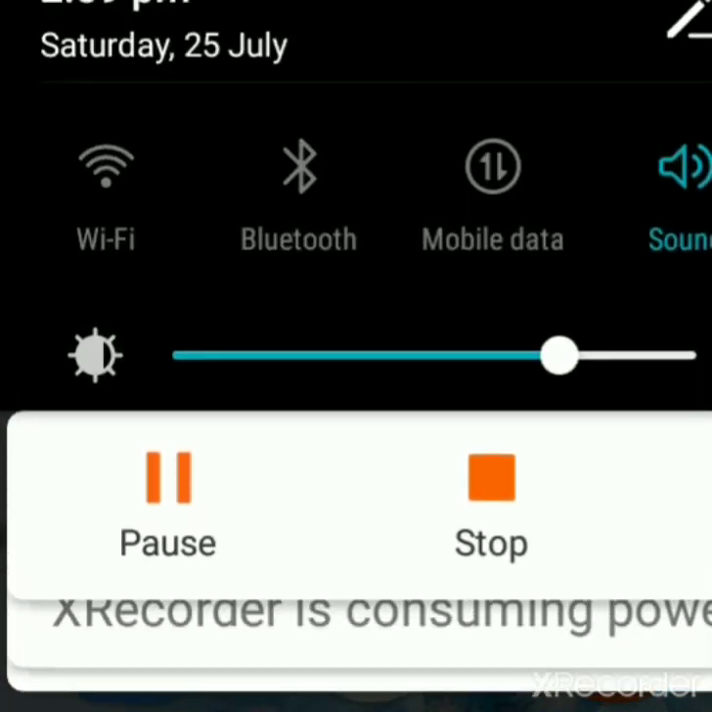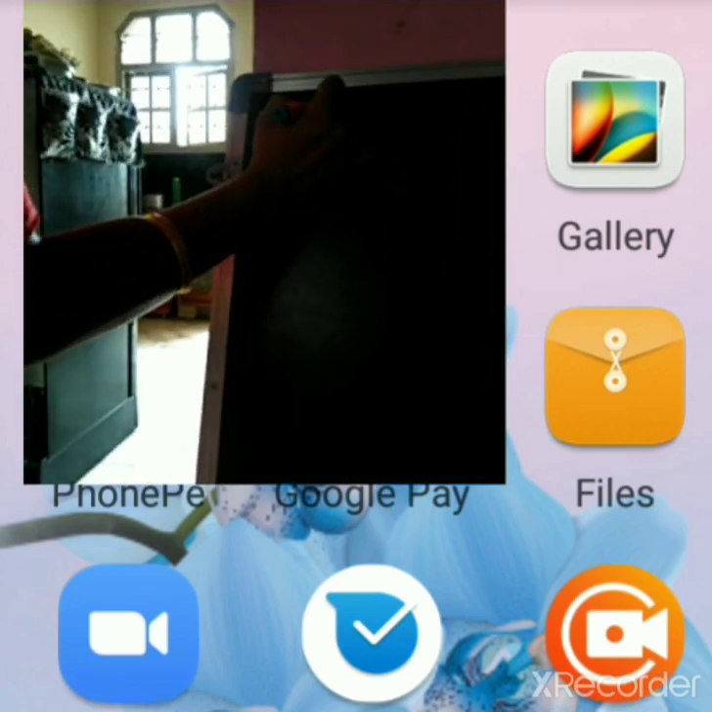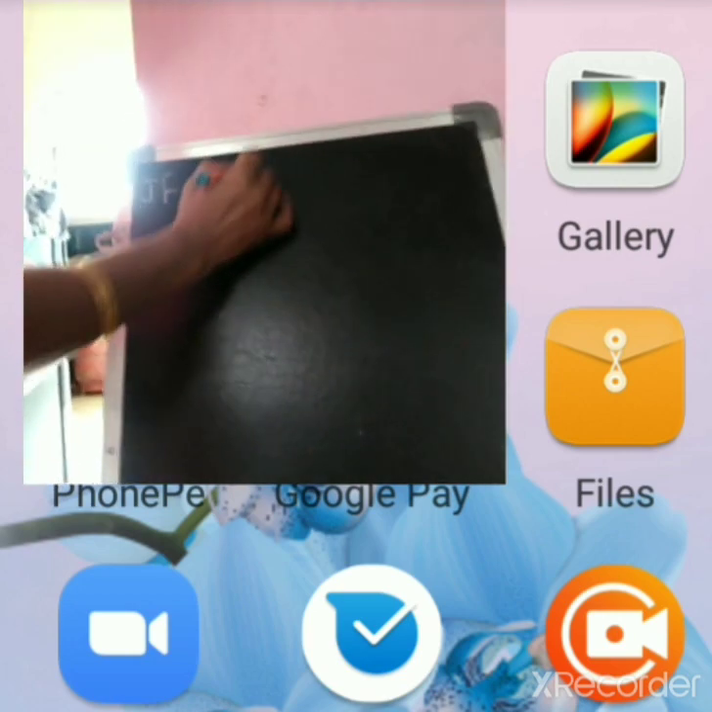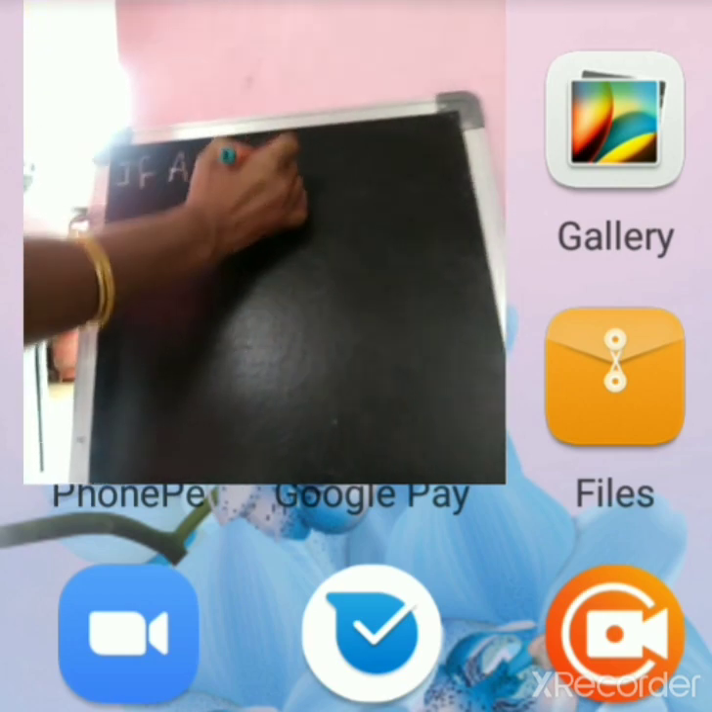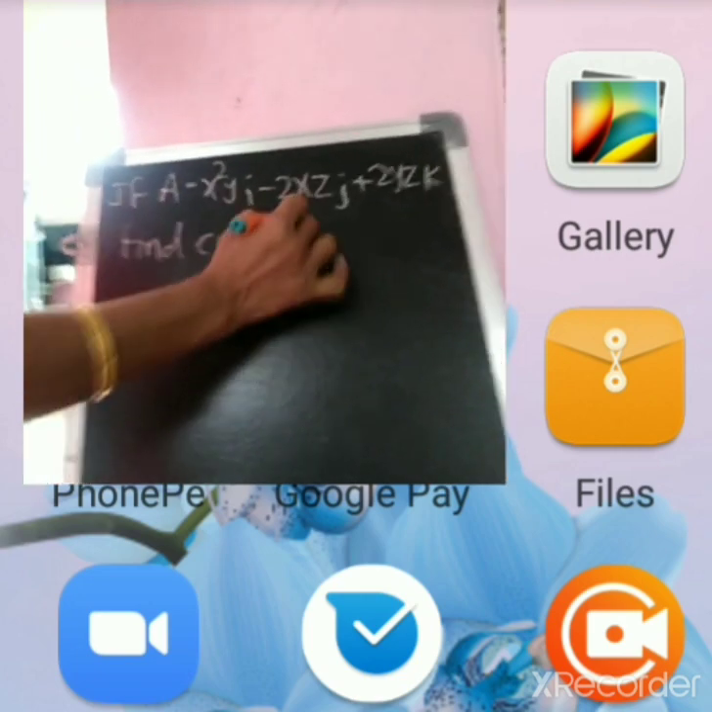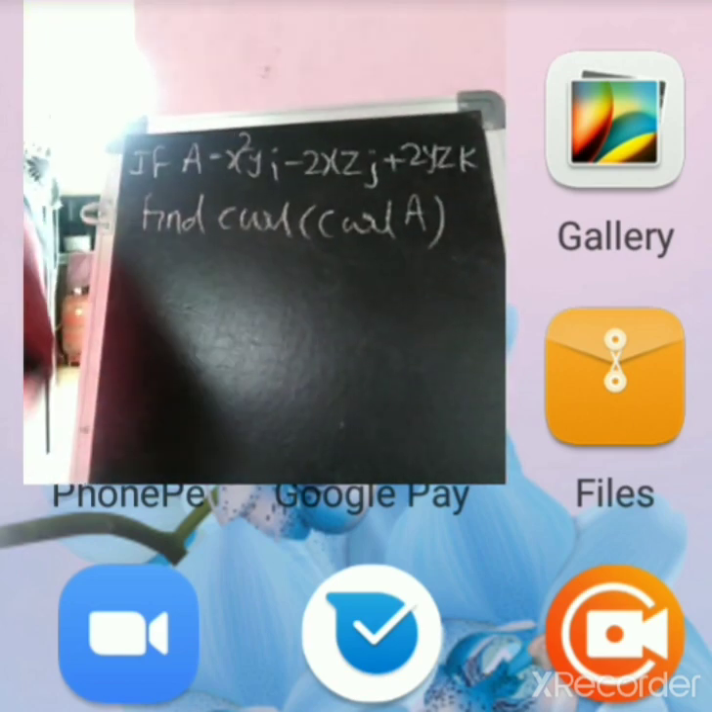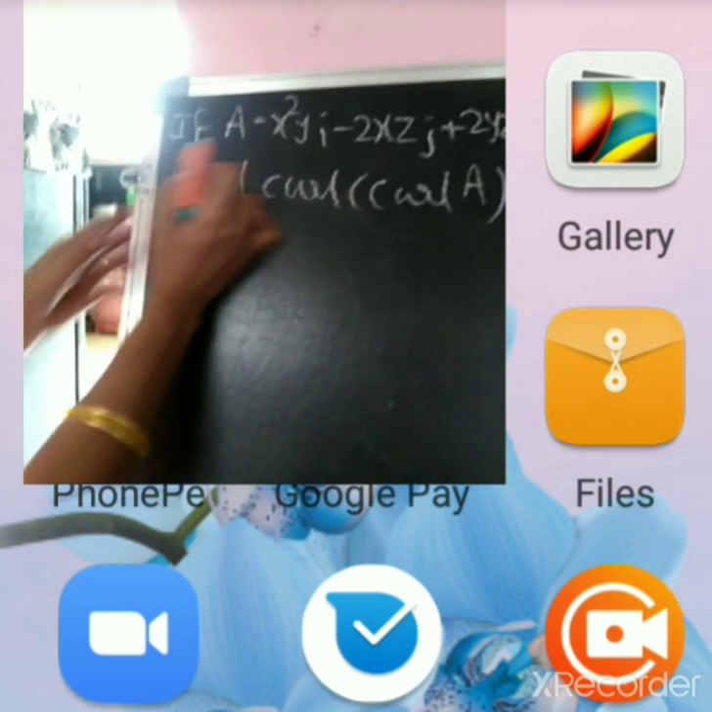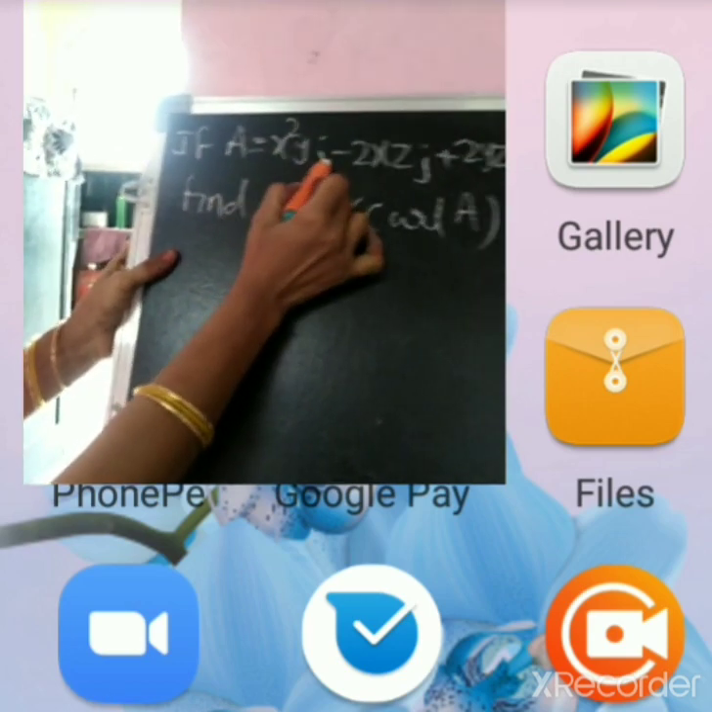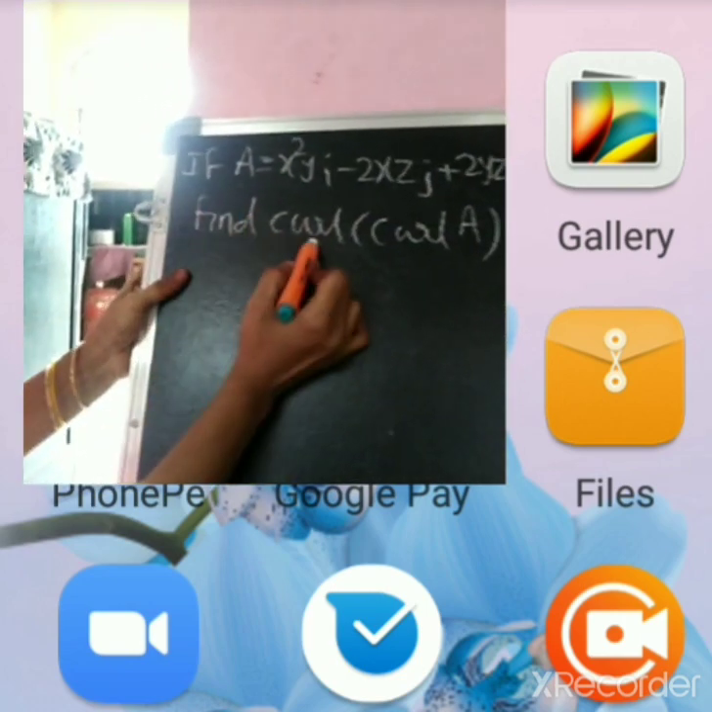So similarly we can take another problem. If capital A is equal to x square y i minus 2xz j plus 2yz k, then find curl A. So we can find the value of curl A. So look at this problem: if A is equal to x square y i minus 2xz j plus 2yz k, find curl A.